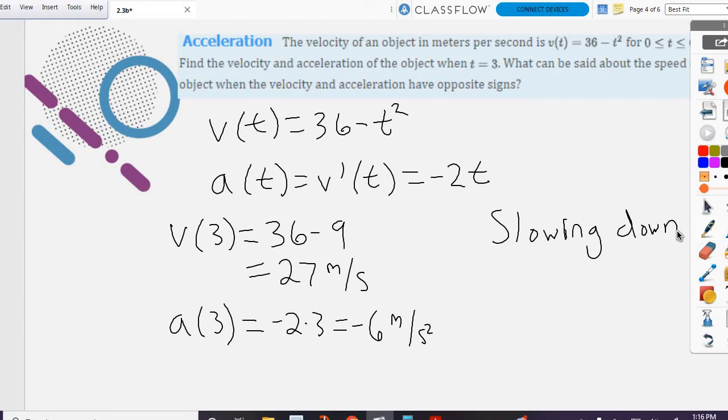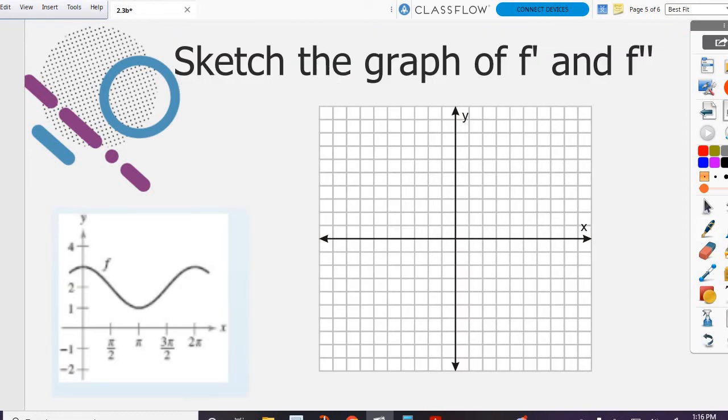Would you eventually hit 0 and then start speeding up? Yes, it depends on the function. In the future, the object would already be moving backwards. Alright, okay. Let's look at one last example.